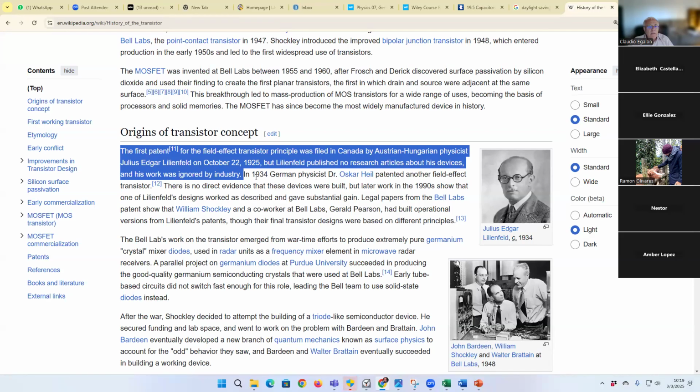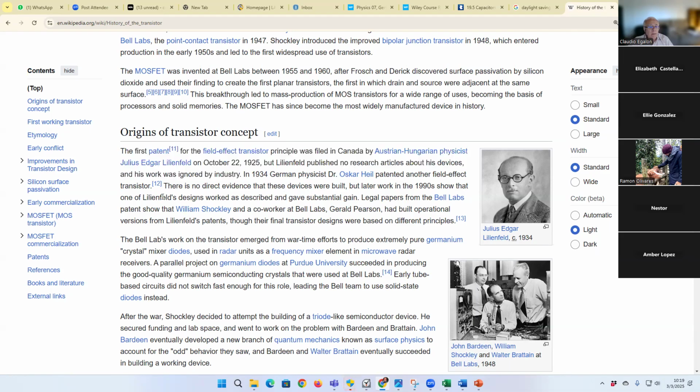In 1934, German physicist Dr. Oskar Heil patented another field effect transistor. There is no direct evidence that these devices were built. But later work in the 90s showed that one of Lilienfeld's designs worked as described and gave substantial gain.